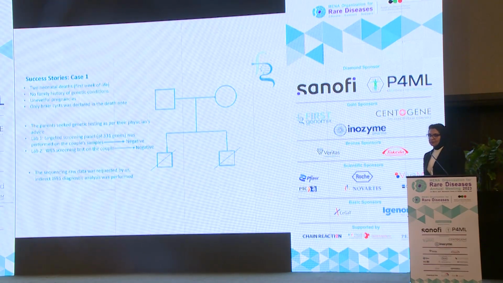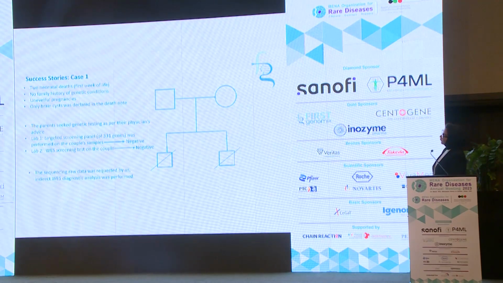We have so many successful cases of indirect testing. Indirect because we're not testing the index patient, we're testing the parents of the diseased offspring. So we have so many cases that we have done the same way and all were positive. But I have some examples here.